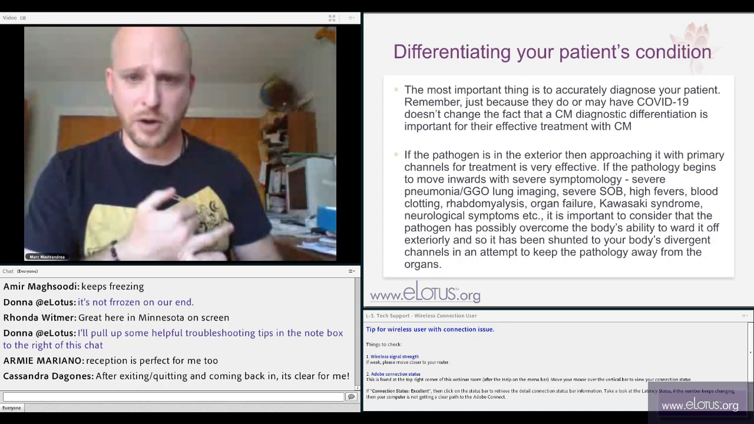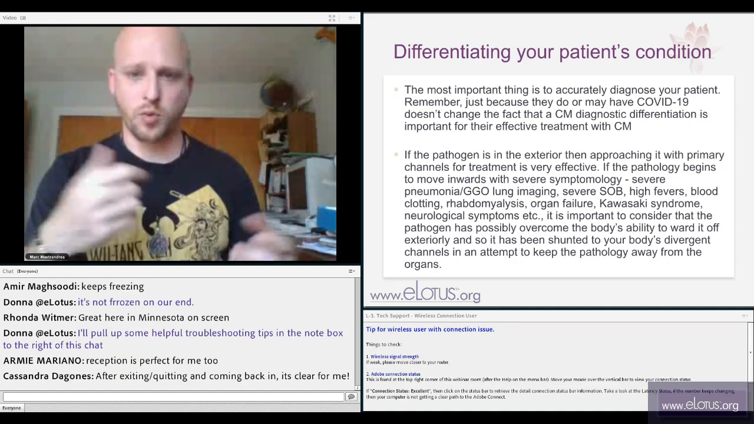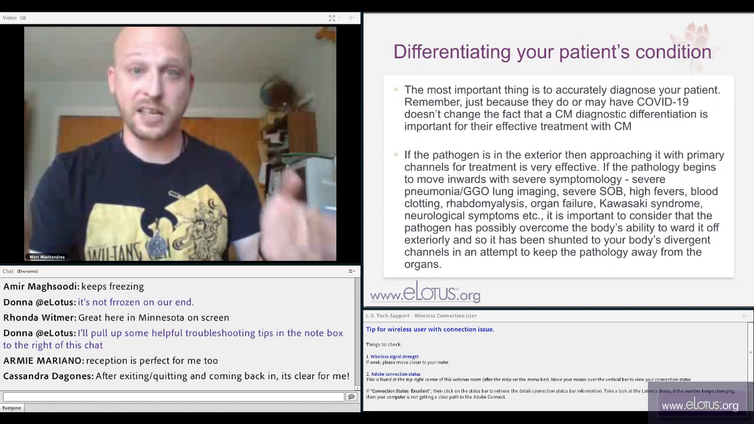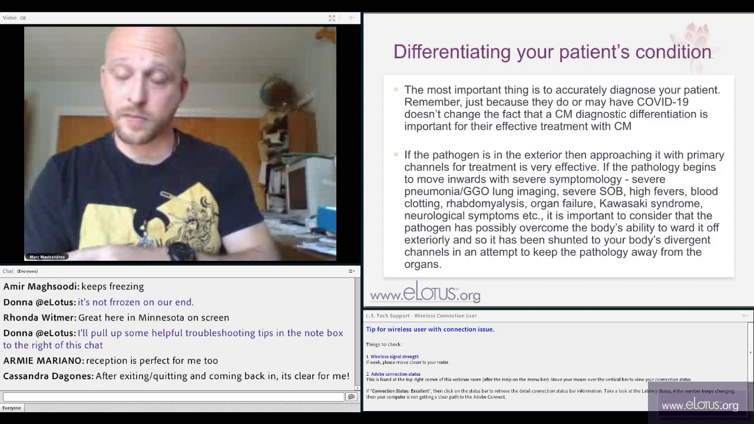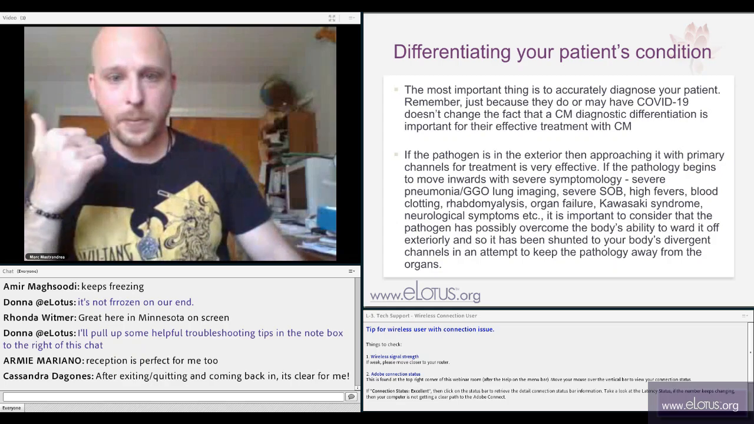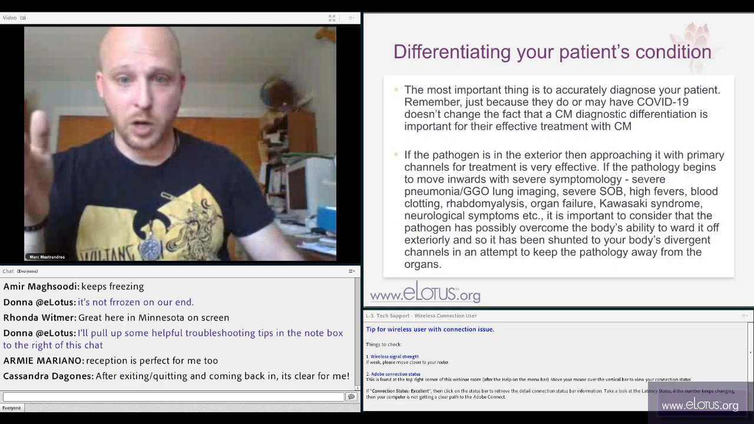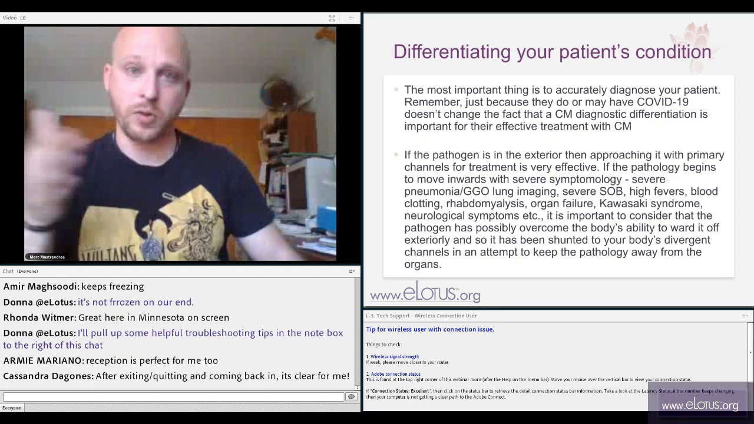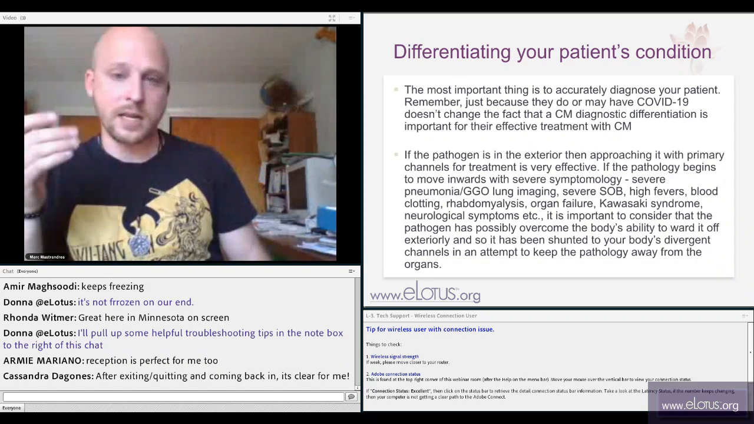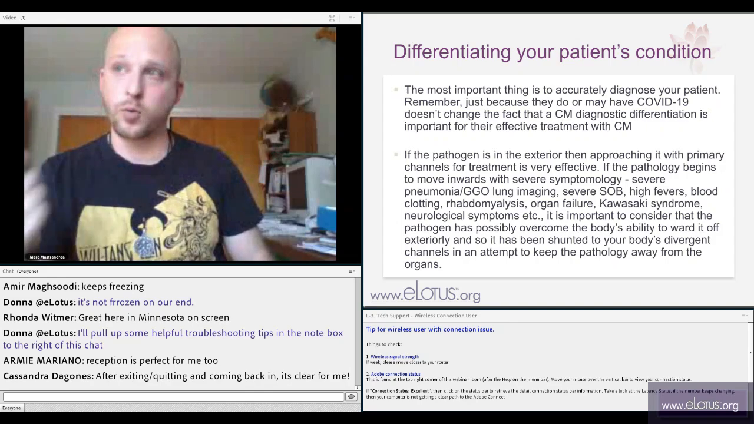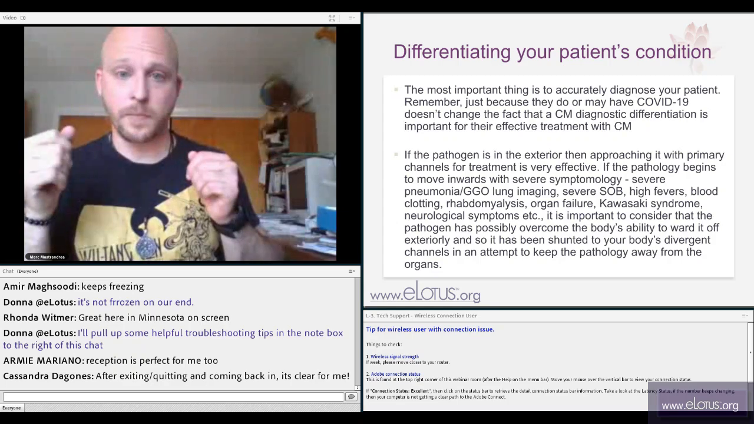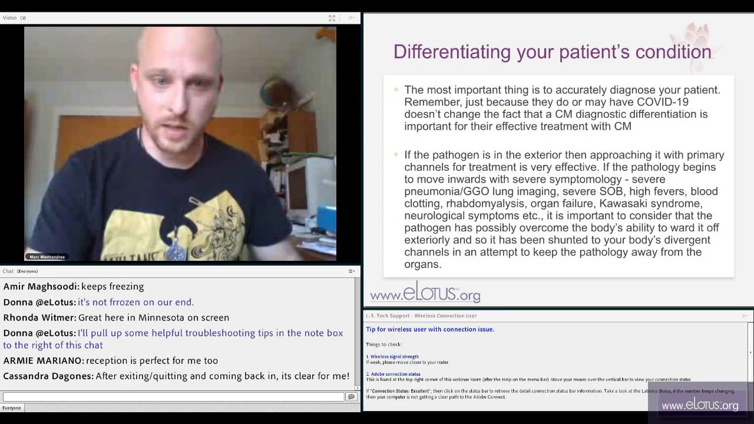It doesn't matter if there's severe shortness of breath, high fevers, blood clotting, rhabdomyolysis, organ failure, Kawasaki syndrome, neurological issues, whatever. It's all described in Chinese medicine, and it's all described based on pathogenic progression of the divergent channels as a pathogen moves in. So it's important to consider that the pathogen has possibly overcome the body's ability to ward it off in the exterior through the primary channels. So it's been shunted into your body's divergent channels in an attempt to keep the pathology away from the organs. That's why we're seeing these very severe and very unusual symptoms. So we'll go a little more into that.